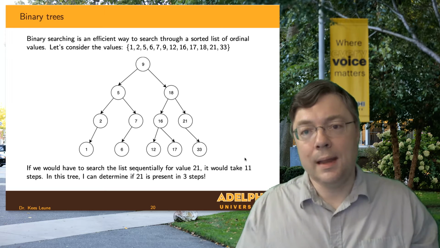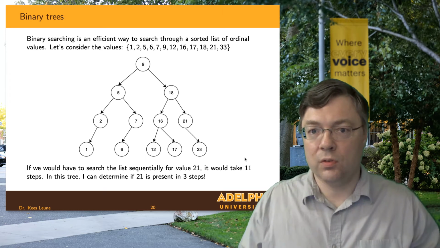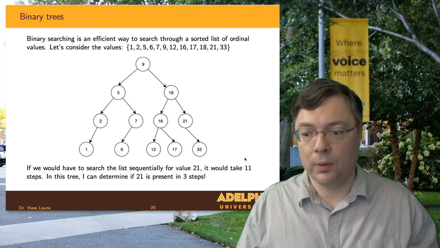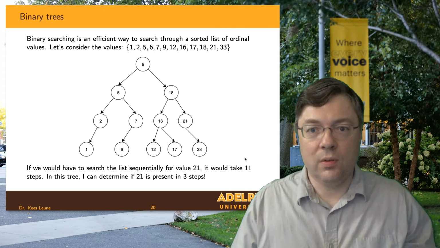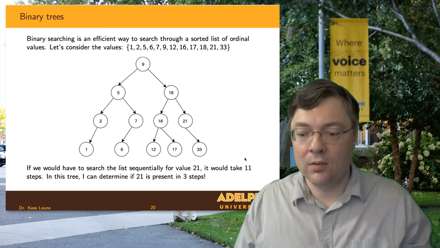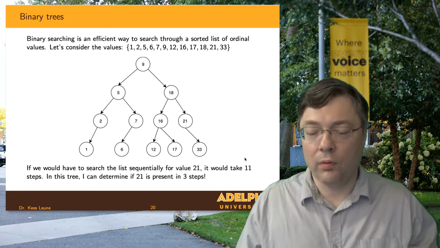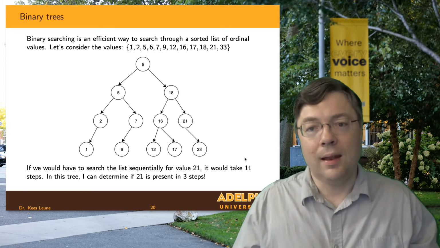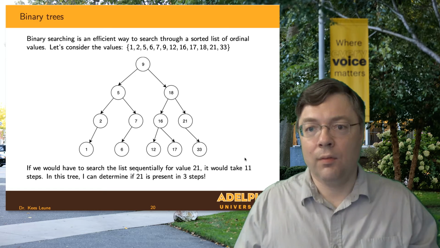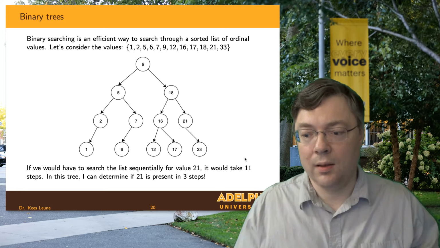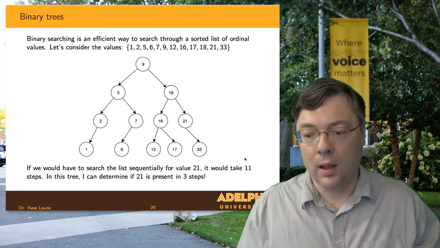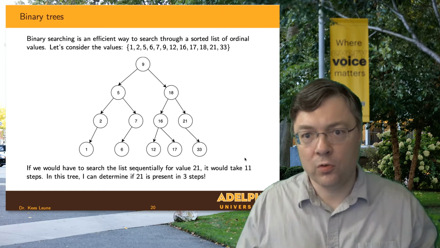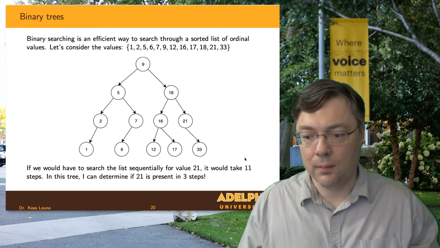And I can do this by eliminating whole areas of my search space each time that I make this comparison. If I start at the top again at 9, and I determine that 21 is more than 9, I eliminate the search space that includes all the values less than 9. At 18, I do the same thing again. If I determine that 21 is more than 18, I eliminate all the values that are between 9 and 18. And so I make my search space smaller and smaller each time.